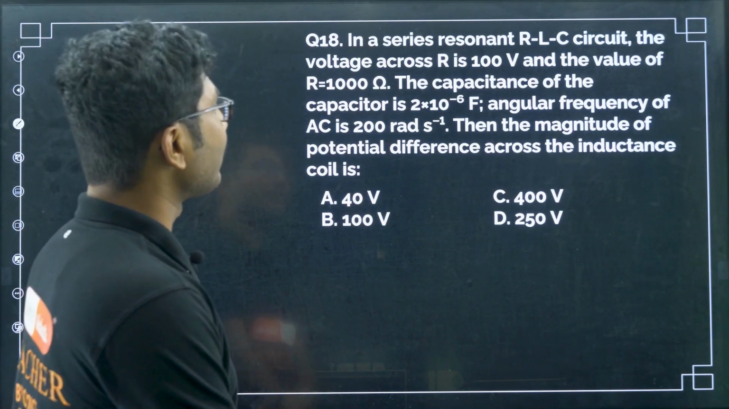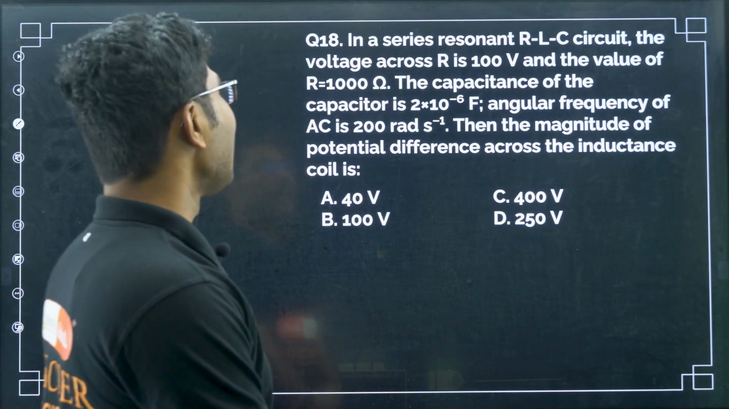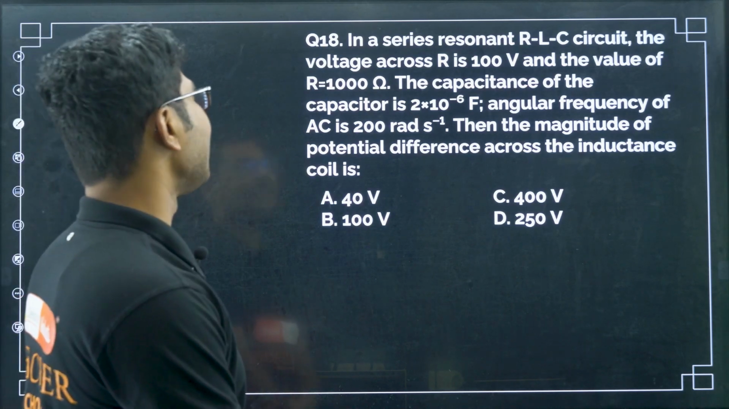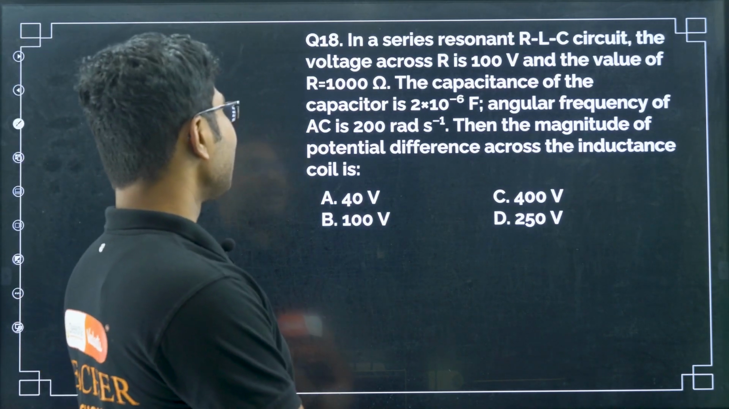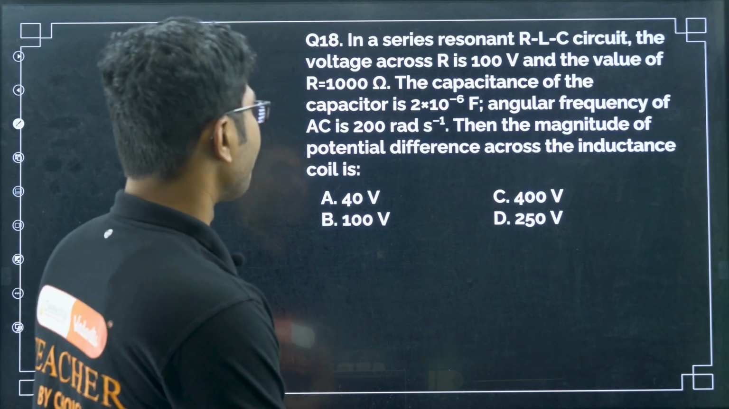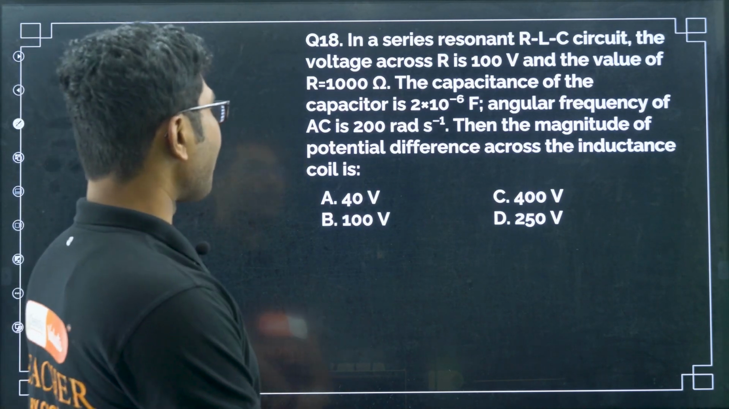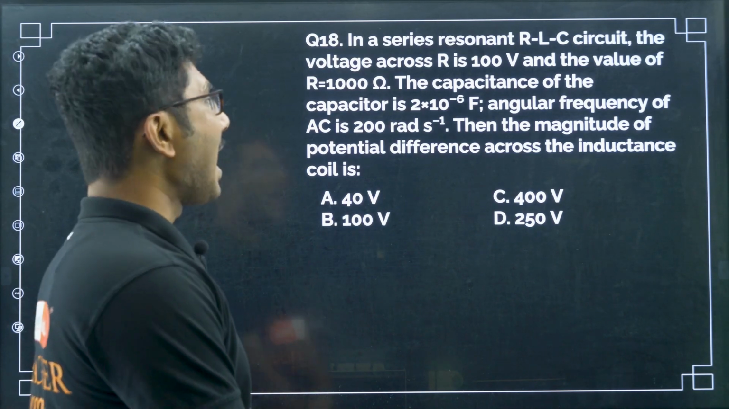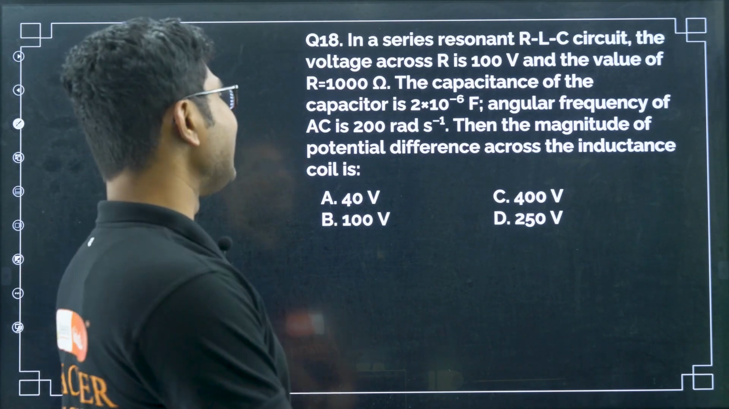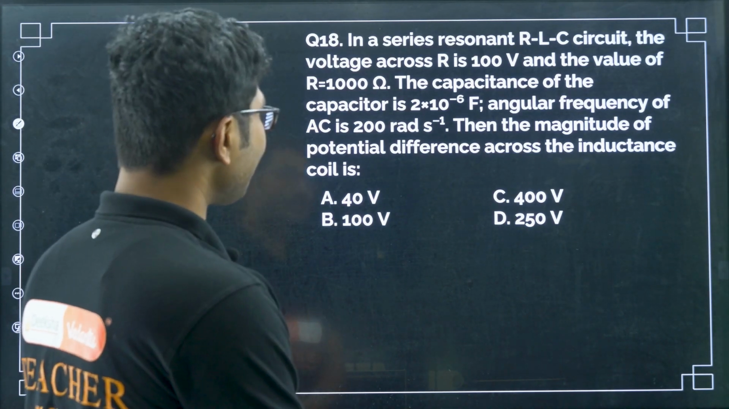In a series resonant RLC circuit, the voltage across R is 100 volt and the value of R equals 1000 ohm. The capacitance of the capacitor is 2 times 10 to the power of minus 6 farad. The angular frequency of the AC is 200 radian per second.